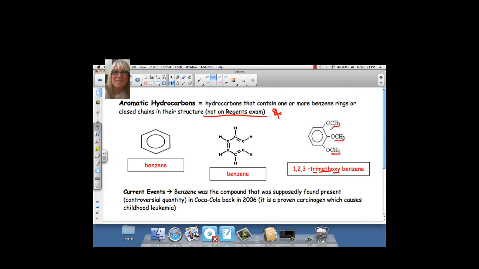Now if I take the O's out, I would have 1,2,3-trimethyl benzene. And the reason why we even mention this is because benzene was the compound that was supposedly found present in controversial quantity in Coca-Cola back in 2006. It is a proven carcinogen which causes childhood leukemia.